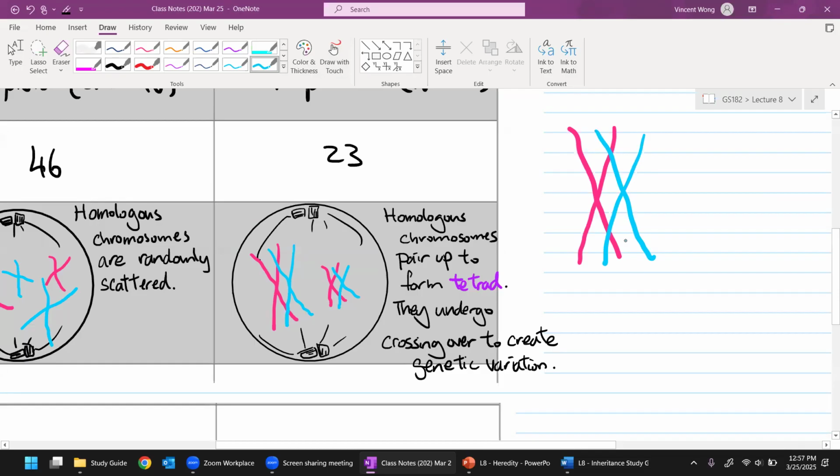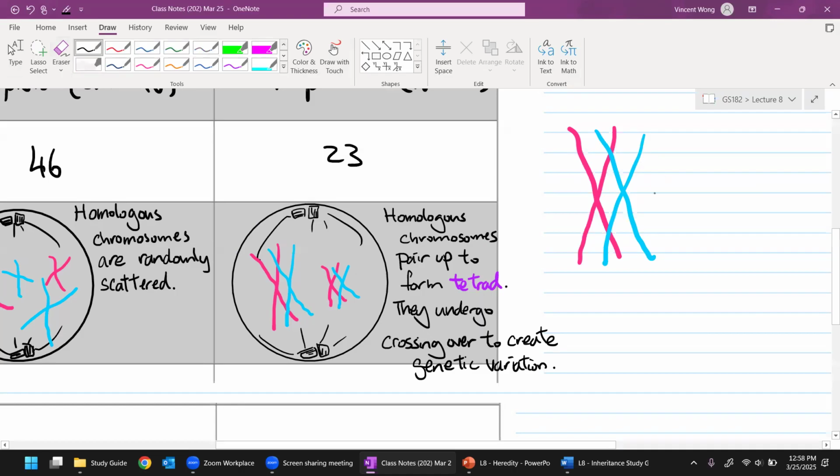What's the name between this one and this one? Sister chromatids. Sister chromatids, very good. Sister chromatids are identical copies of each other, right? The blue one and the blue one are also sister chromatids. And so what happens is they pair up, and then they're gonna swap genetic information between the red one and the blue one. This is called crossing over.